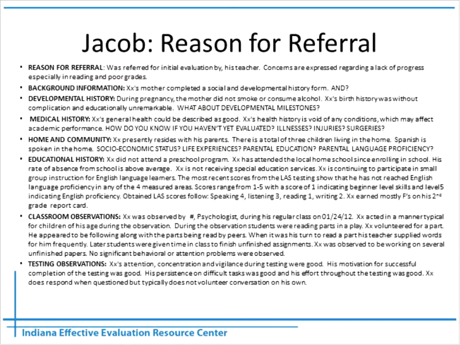All right. The next case is Jacob. And as you can see here, Jacob has a lot of information. He was referred for initial evaluation by his teacher. There were concerns expressed regarding a lack of progress, especially in reading, and he's got poor grades. Now, it says here, background information, mother completed social developmental history form, and I wrote in there, "and?" because this is the information that is crucial for determining difference.